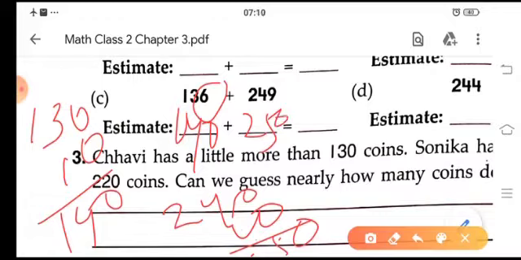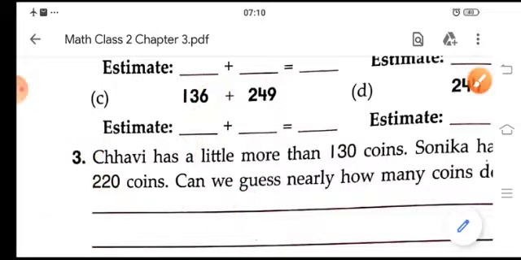Then we add both these numbers: 0 plus 0 is 0, 5 plus 4 is 9, 2 plus 1 is 3. So it is 390. This is the estimate to the nearest 10. Do all these sums in this way.